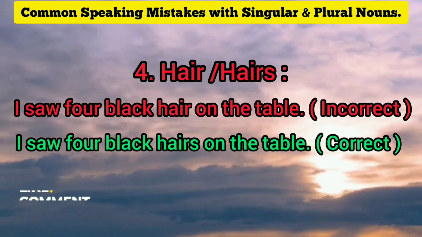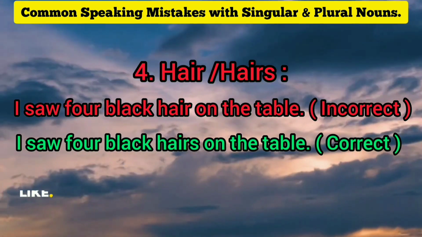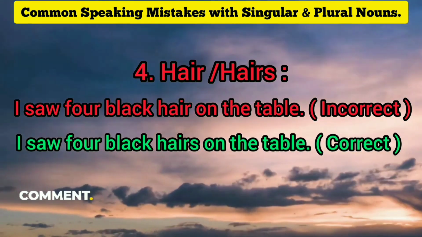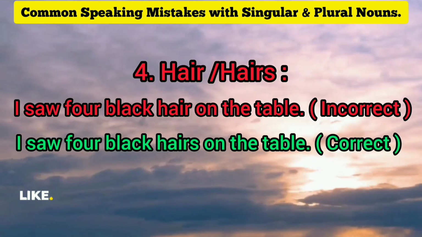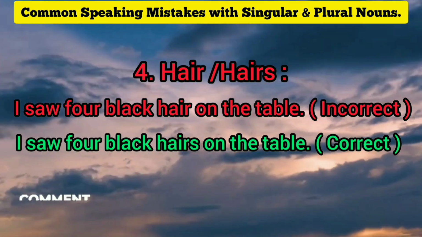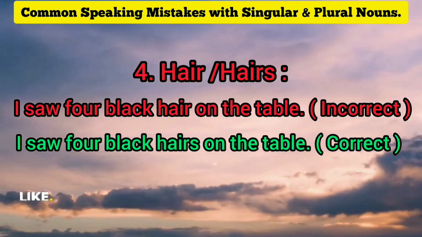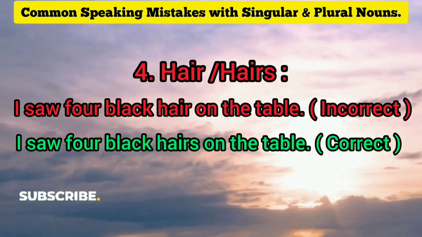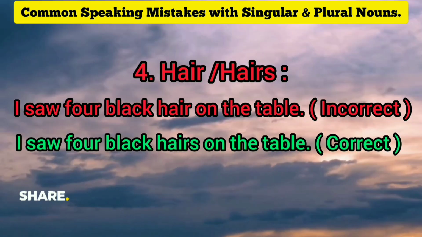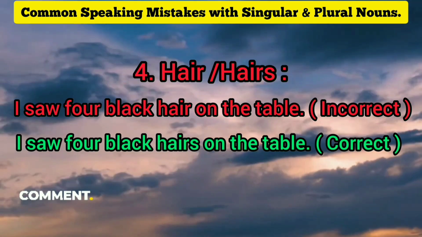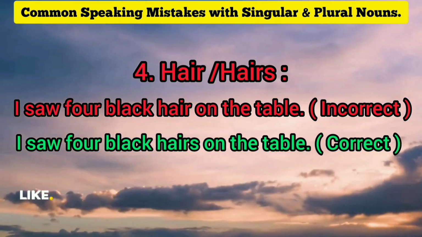So when you are considering them as countable, when you are giving the numbers, that time you have to use hairs, right? That's the plural form. And when you are using it as uncountable, as a mass noun or uncountable noun, you're talking about a group as a single object, then you have to use hair.